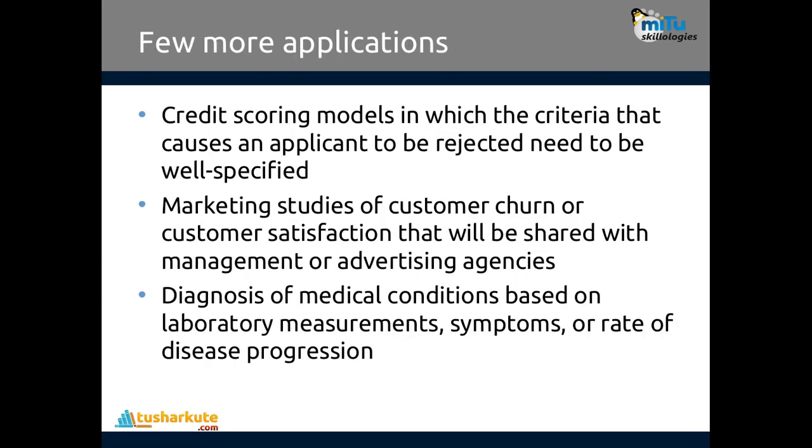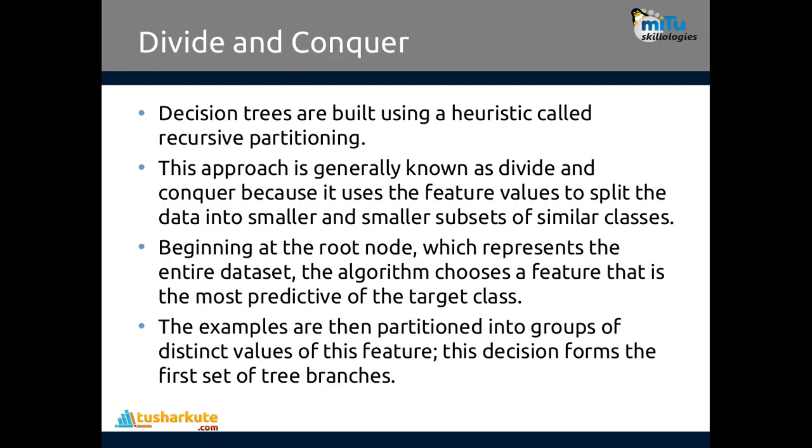This kind of decision will be generated out of this classification algorithm. A few more applications: credit scoring models, marketing studies of customer churn, or diagnosis of medical conditions based on laboratory measurements. So these are the applications where we can make use of the decision tree algorithm. Basically decision tree is one of the most effective and fastest algorithms coming under the classification category. It uses a heuristic approach. Heuristic approaches are used by almost all ML algorithms, but here it uses the divide and conquer strategy.